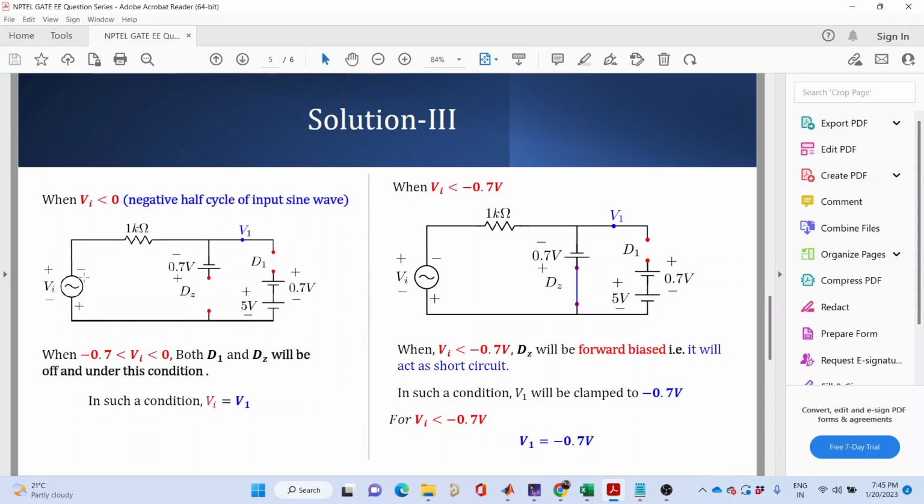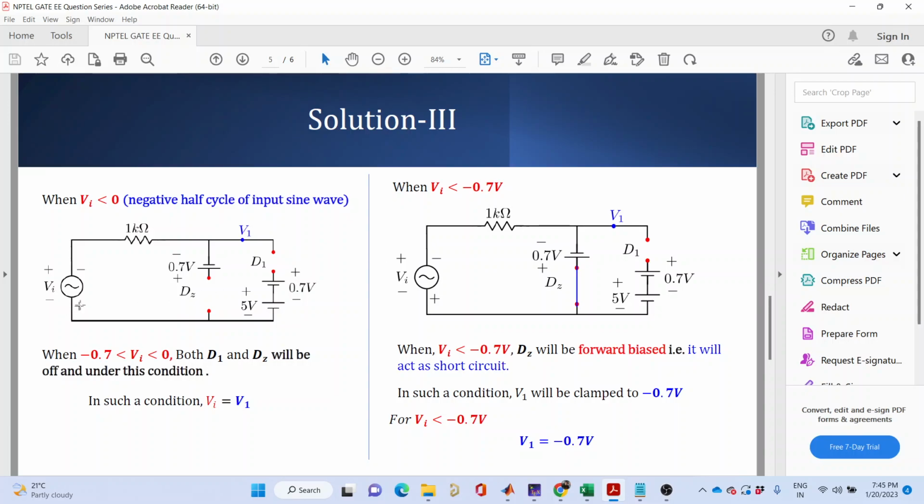When the potential at VI becomes less than minus 0.7 volt, then the diode DZ would be short circuited and the potential at this point would be minus 0.7 volt. Is the concept clear? Sir, can you repeat the last line?